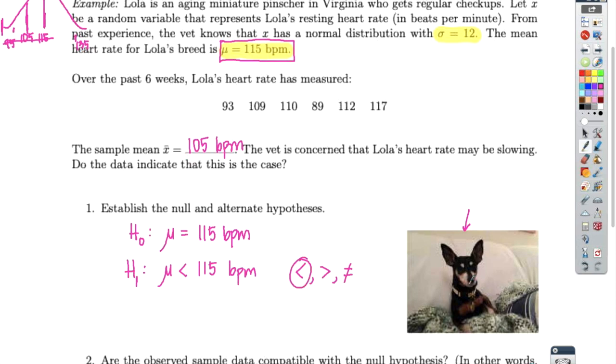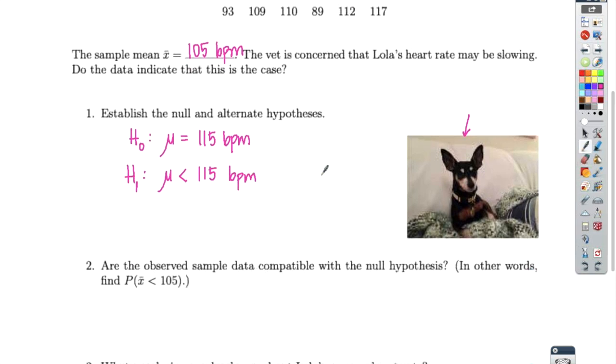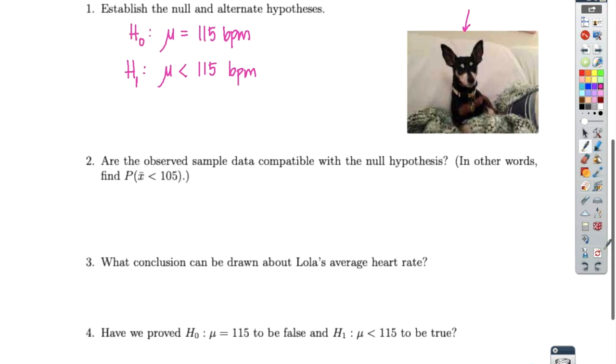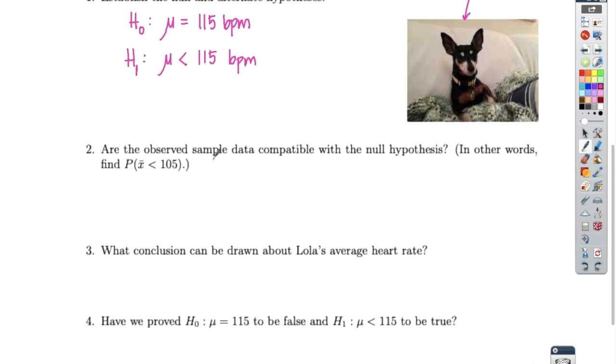And you'll see some other examples where we would use not equal to, and it'll generally be pretty clear in the problem which symbol you should use. Okay, so here's my null hypothesis, here's my alternate hypothesis. Now the second part of this is asking, are the observed sample data compatible with the null hypothesis? In other words, find the probability that the sample mean is less than, I should say less than or equal to 105.